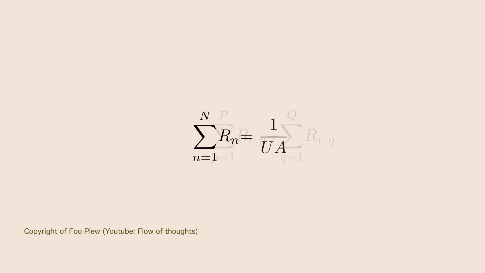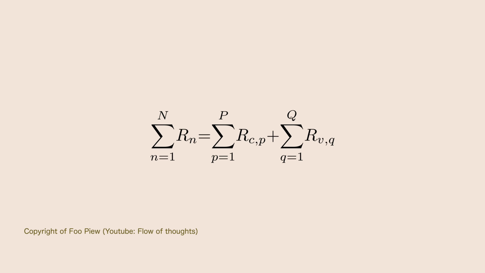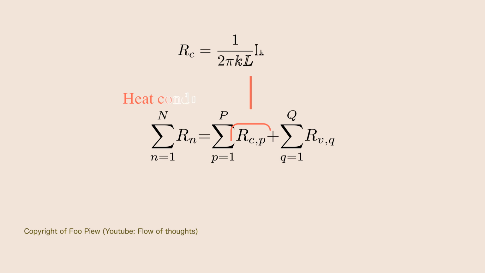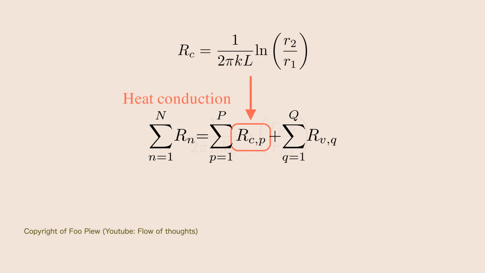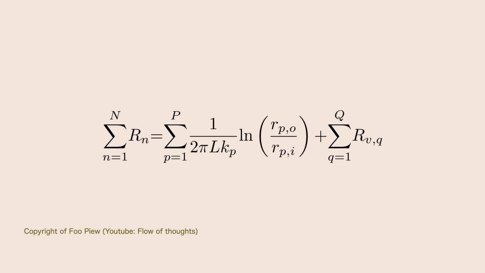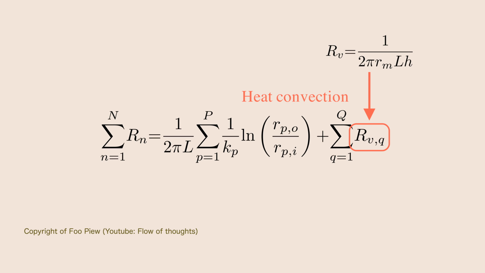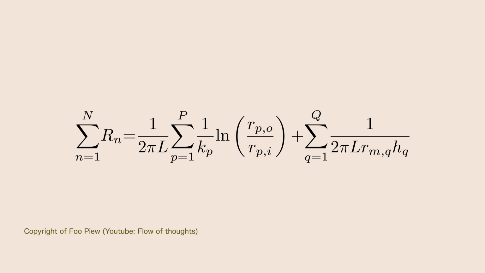The summation of thermal resistance can be decomposed into a series of thermal resistances, the conduction term and the convection term. Each term is substituted by the thermal resistance of the respective heat transfer mode. Here, we replace the heat conduction term, and similarly, we replace the heat convection term with the corresponding expression.